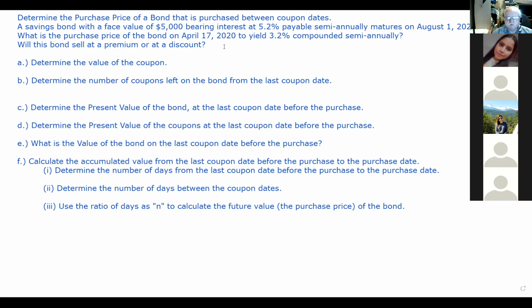When the bond was written, it was at 5.2%. But the market rate has gone down to 3.2%. So you're in the same situation. If you had a choice between an investment paying 3.2% or an investment paying 5.2%, you should choose the 5.2%, meaning people will be willing to pay more or pay a premium for this. So although I put this in the wrong place, the answer up here would be premium.